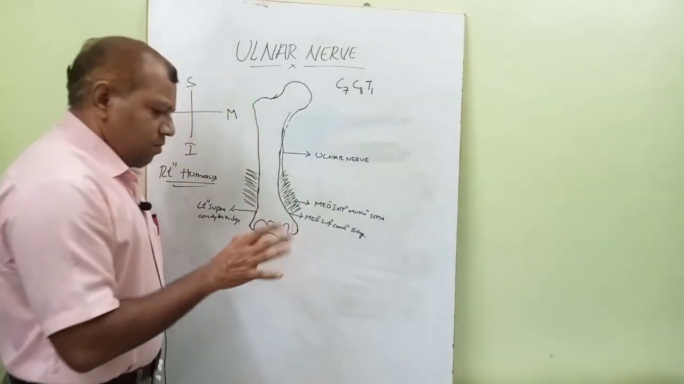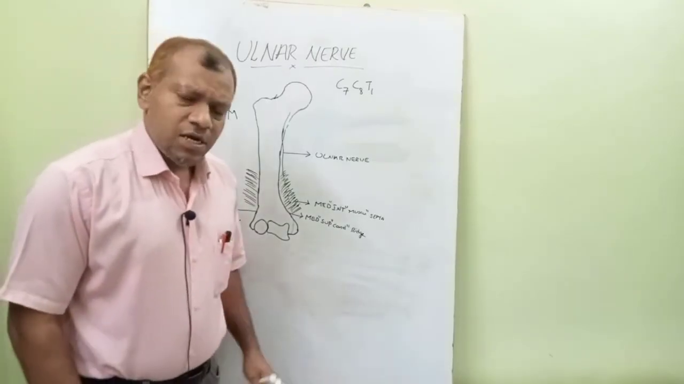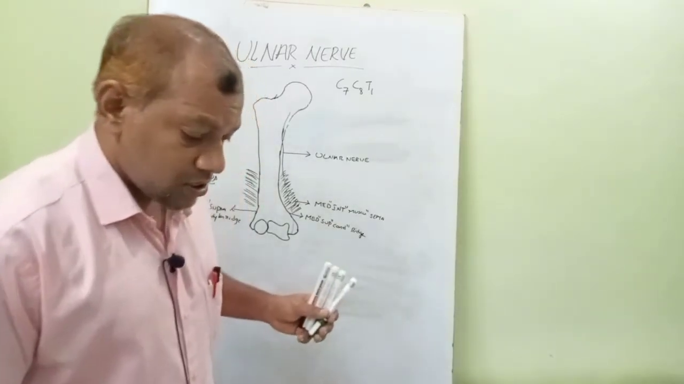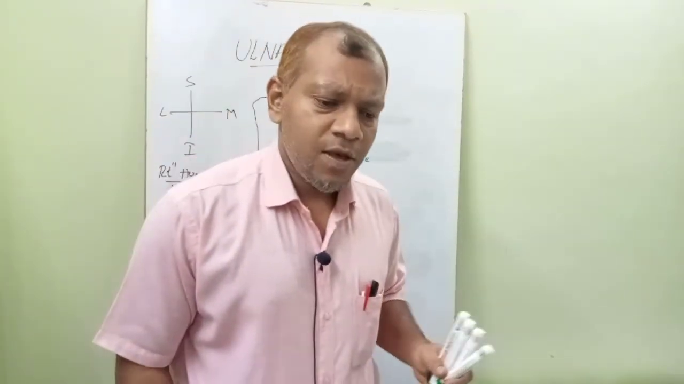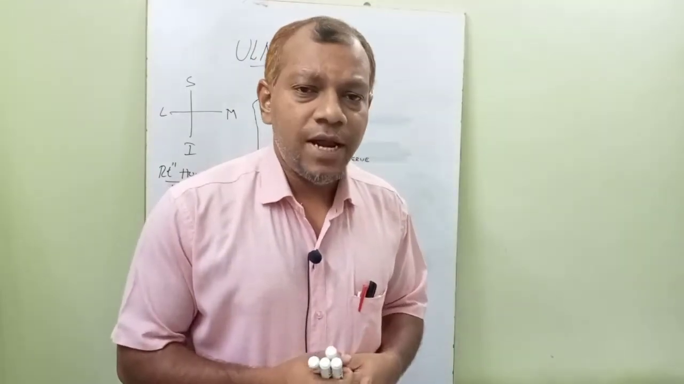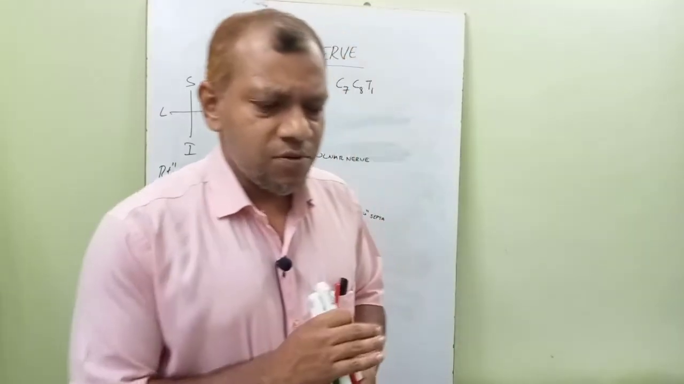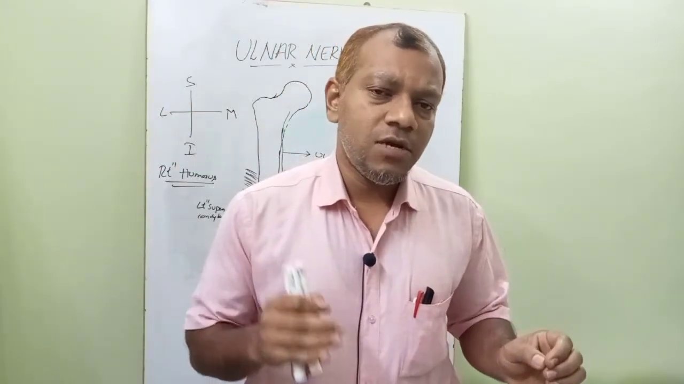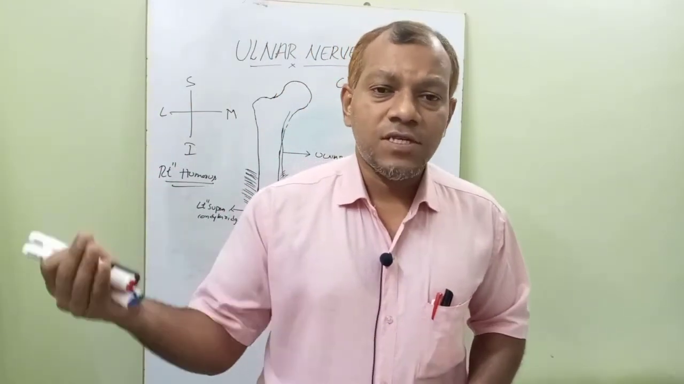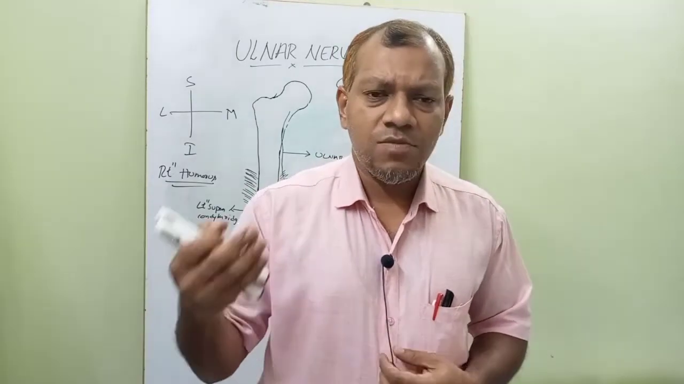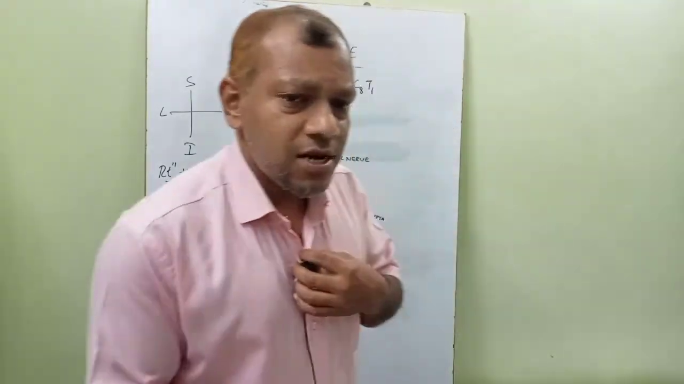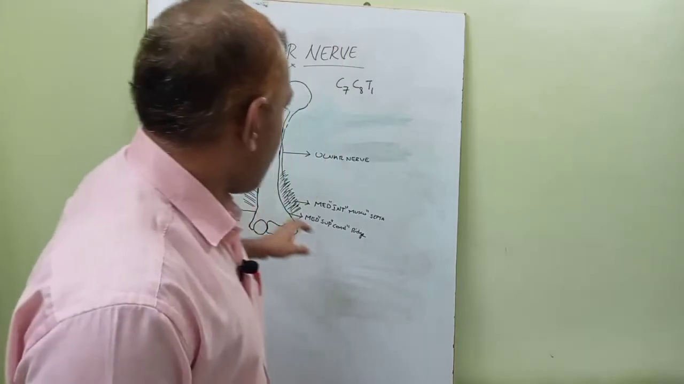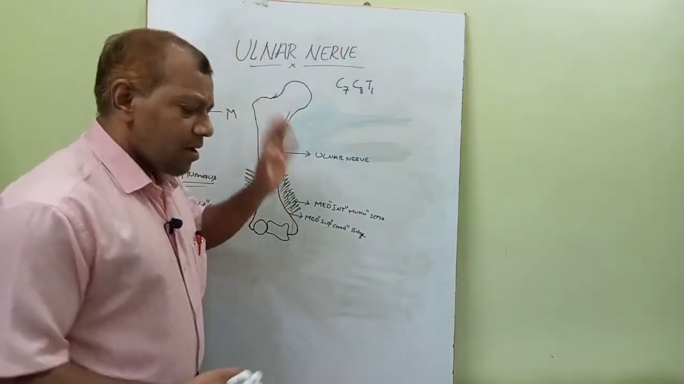Before entering the forearm, does it give any branches? Does it give any branches in the arm? It doesn't give any important branches in the arm. It doesn't supply any muscle. Rather, it gives some branches to a vessel, that is, the brachial artery. So the vascular branches coming from the ulnar nerve supply the brachial artery.